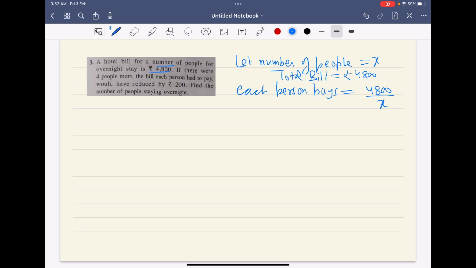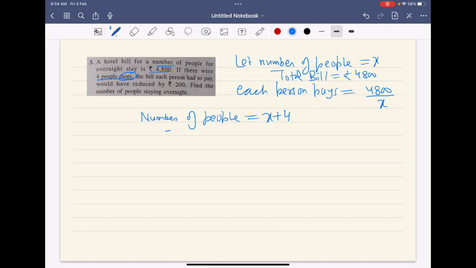Now the case given to us is if there were 4 people more. So if earlier there were X people who stayed in the hotel, now there should be 4 more. More means addition. So the number of people now becomes X plus 4. We have to focus on this more. If a question says less, we will subtract that number. Here it is saying more, so we are adding.